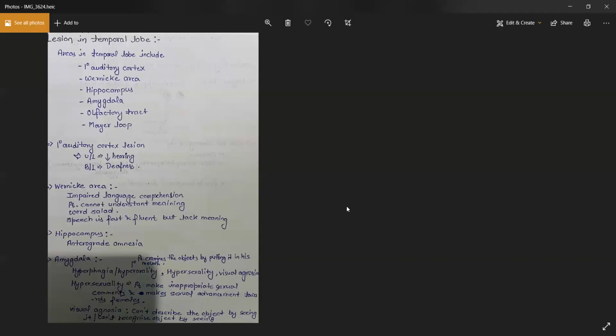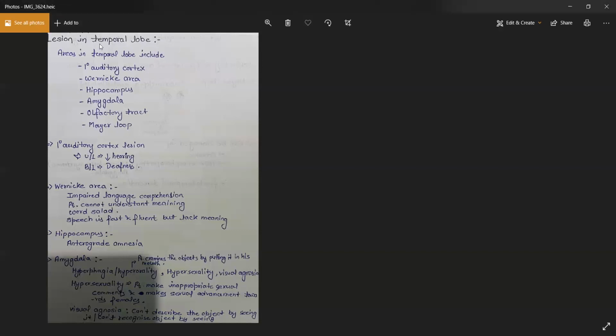And how do you get a temporal lobe lesion? By a stroke. It could be an ischemic stroke. It could be a hemorrhagic stroke, by any tumor, by any virus like the herpes virus, because you know that the herpes simplex virus 1 will reactivate, it will cause the encephalitis of the temporal lobe.